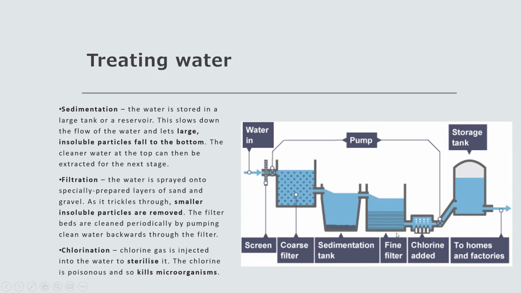Then it comes through here and goes through the fine filter. That gets rid of all the smaller micro stuff that you don't typically see, but is there. So it's just getting rid of all the finer rubbish. Then this is where the chlorine is added. You should probably know about chlorine being added to water by now. This is used to sterilize the water, getting rid of all the nasty microorganisms. Then it comes back here and gets stored in a tank and sent on its way.